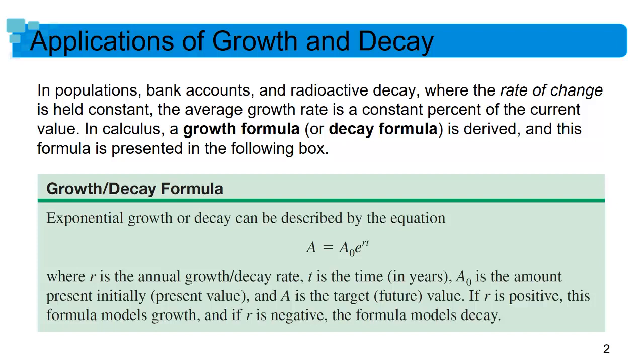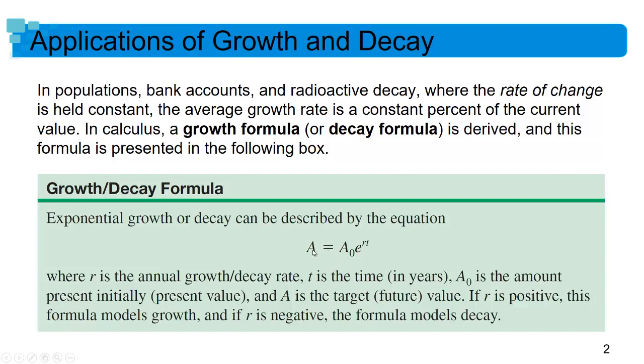Like it increases by 5% each year or 10% each month or 2% each minute, depending on what you're looking at. In calculus, a growth formula or a decay formula is derived based on this idea. And this formula is presented in its most basic form as simply A equals A sub 0 e to the rT. Now you'll see this basic equation in countless textbooks with various different letters in these places, but they all mean the same thing.